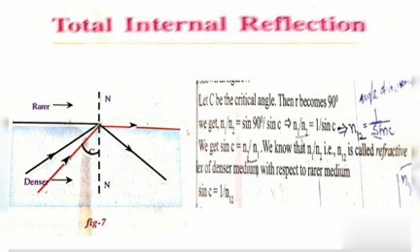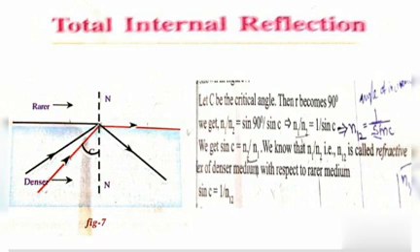So what happens to light when the angle of incidence is greater than the critical angle? When the angle of incidence is greater than the critical angle, the light ray gets reflected into the denser medium at the interface. Light never enters into the rarer medium. This phenomenon is called total internal reflection.